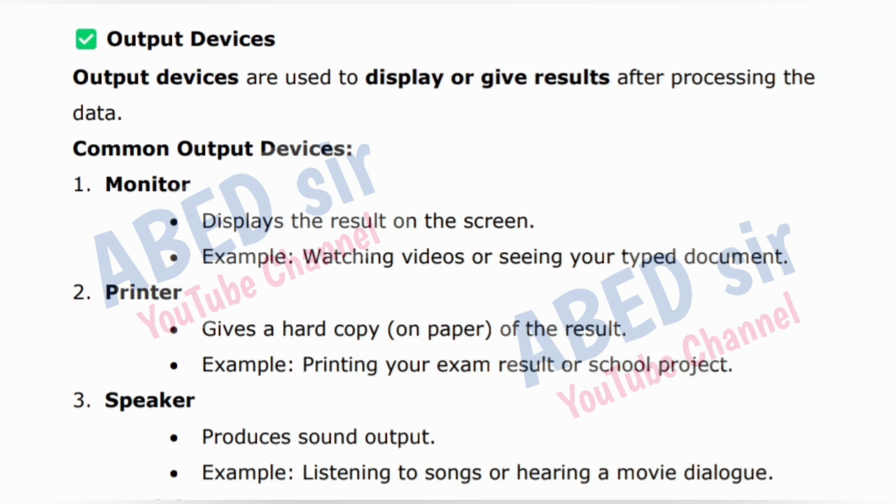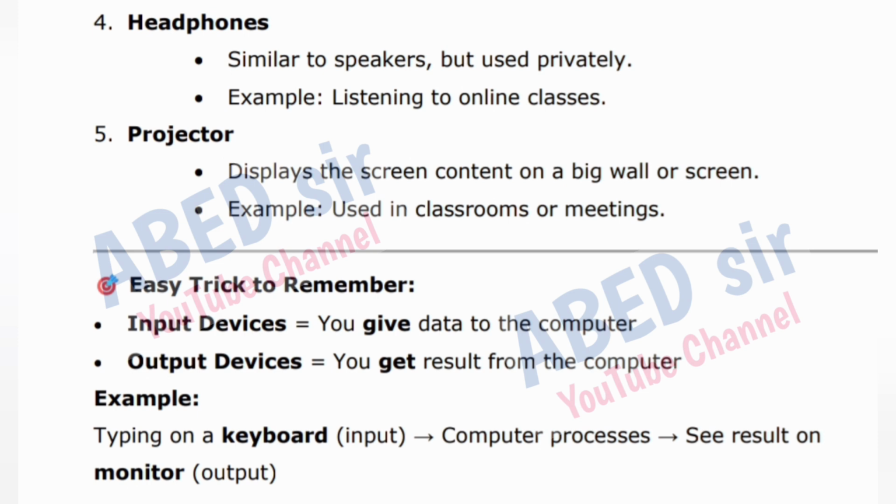3. Speaker. Produces sound output. Example: listening to songs or hearing a movie dialogue. 4. Headphones. Similar to speakers but used privately. Example: listening to online classes. 5. Projector. Displays the screen content on a big wall or screen. Example: used in classrooms or meetings. Easy trick to remember: input devices means you give data to the computer.